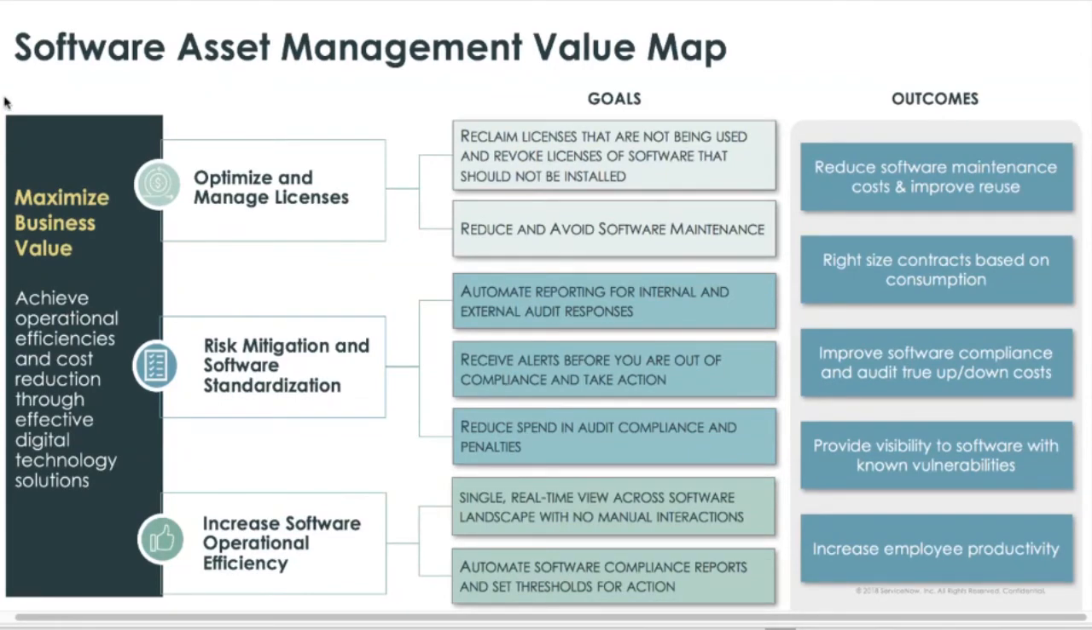But what I wanted to go to here is our overall value map. Here we want to focus in, just like we did for application portfolio management, on the core strategic objectives, the goals and initiatives, and the outcomes. These are a little similar, but different in terms of the context.